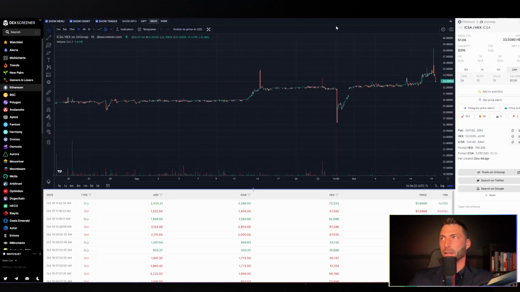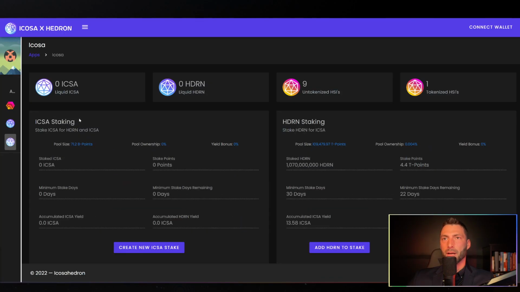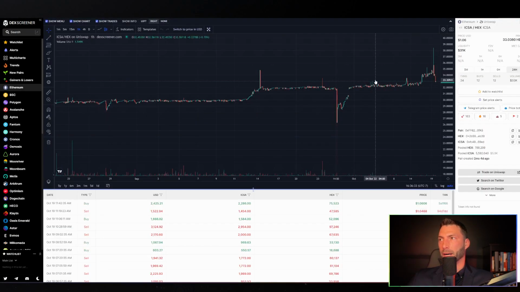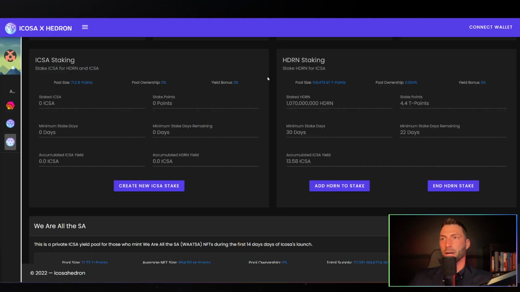I do want to talk though about the Icosa staking pools. I want to talk about why I think we broke above parity like we did right here. Why did we break out above? Why are people paying more for Icosa right now than they probably should? Why is there so much demand for Icosa? I'll talk through why I think that is, and it has to do with the Big HSI Days coming up.